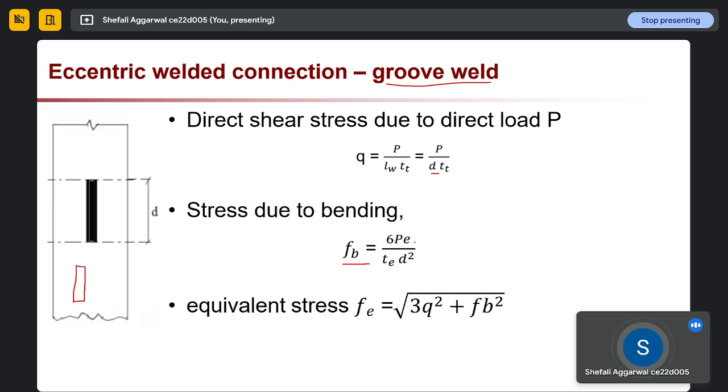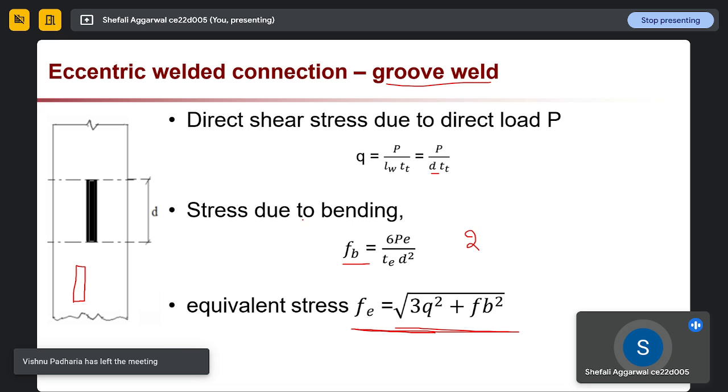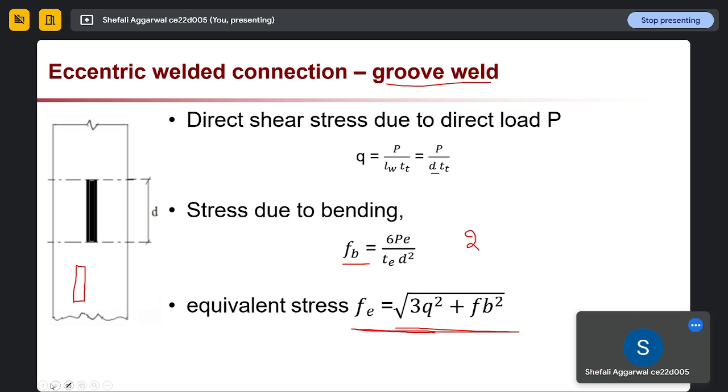FB will go to 6PE by DED square because that 2 will be cancelled out. So it will come 6. We can use the same formula and calculate it. And equivalent strength will be given by under root TQ square plus FB square. This formula I think we have already studied before. So same way we will follow the design of buttress. Okay. So this is about the eccentric loading when our plane is perpendicular to the connection.